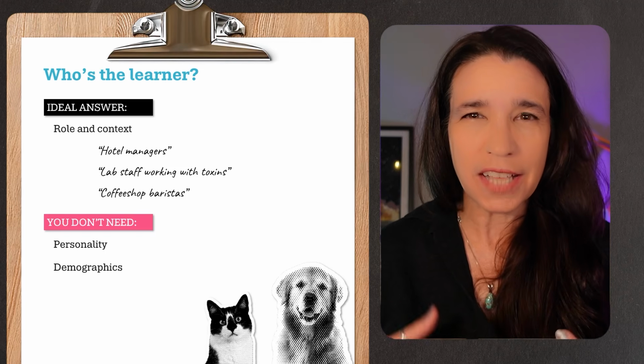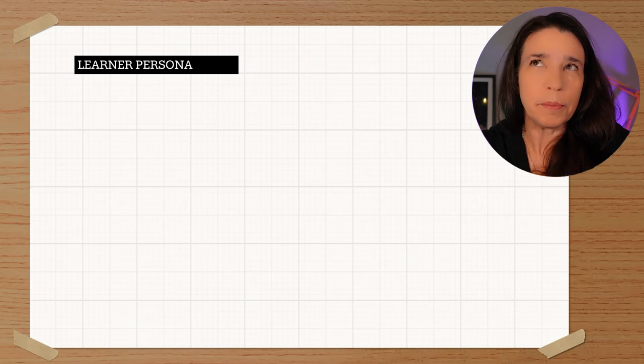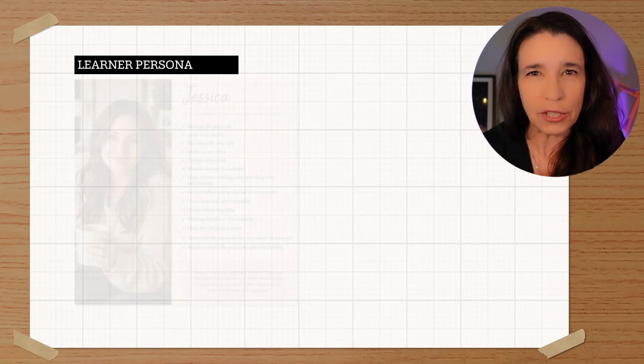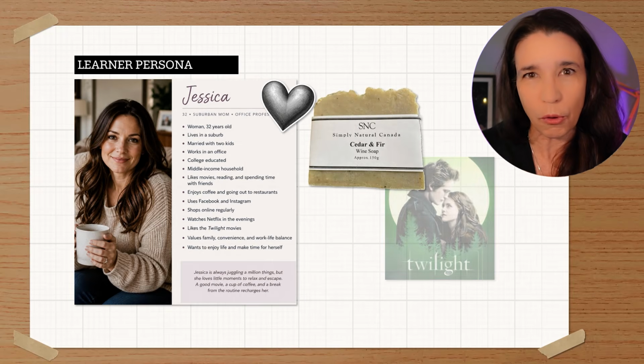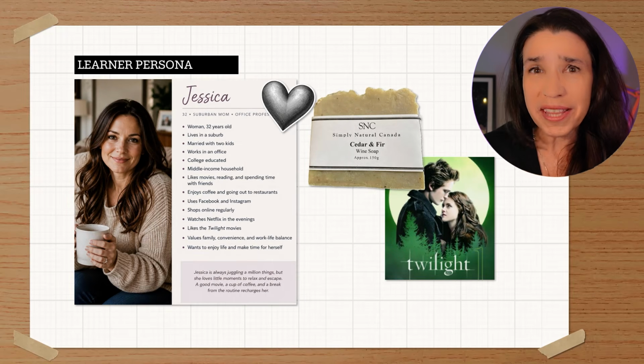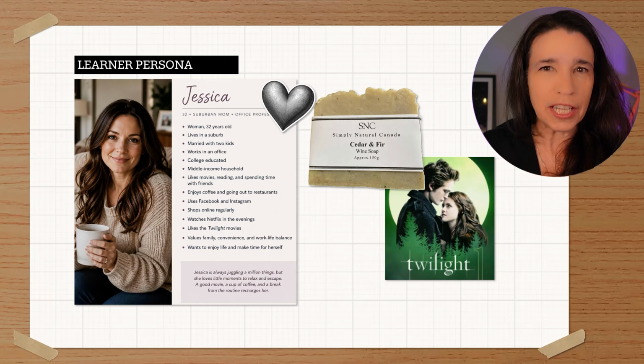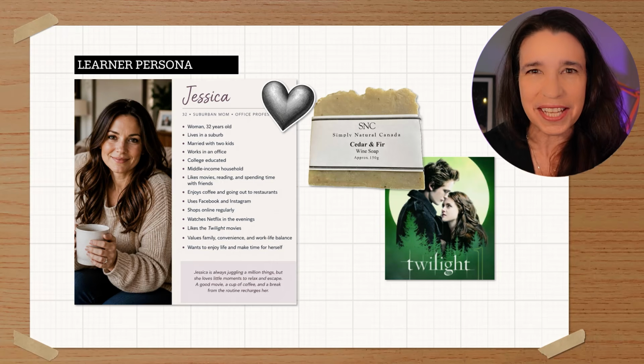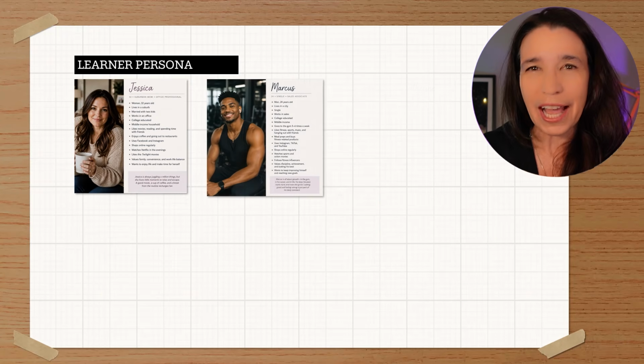I say this because a lot of ID models have you come up with complete learner personas like they do in marketing to sell people soap or a movie. And there's a couple of problems with that, but the main one is that learners taking a course don't usually select it the same way people select a movie to watch. People often end up in training out of necessity.